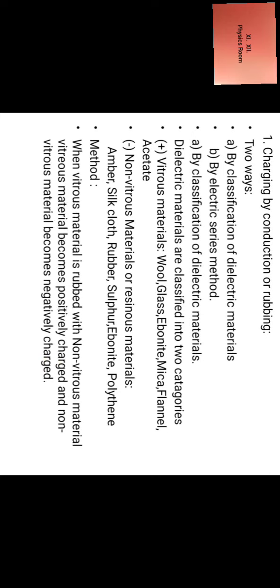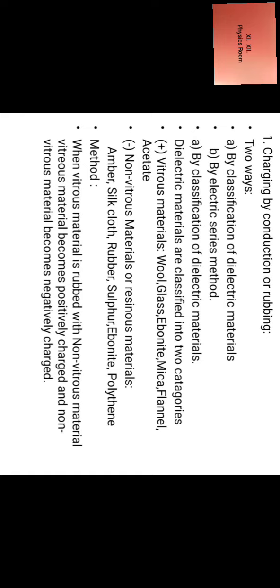When vitreous material is rubbed with non-vitreous material, vitreous material becomes positively charged and non-vitreous becomes negatively charged. This is how the two materials are electrified. They develop different charges. Vitreous gets positive charge and non-vitreous gets negative charge.